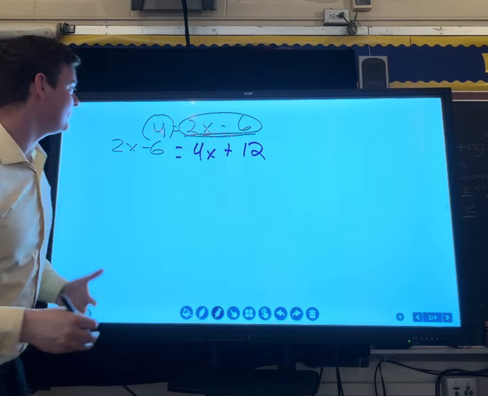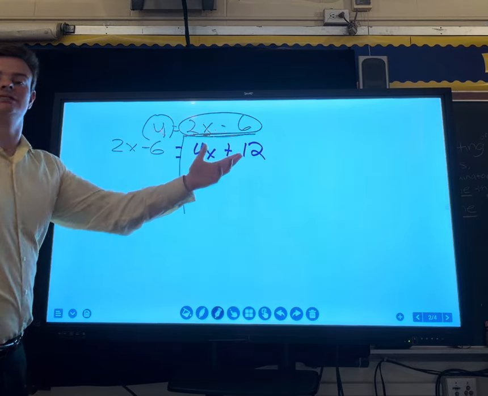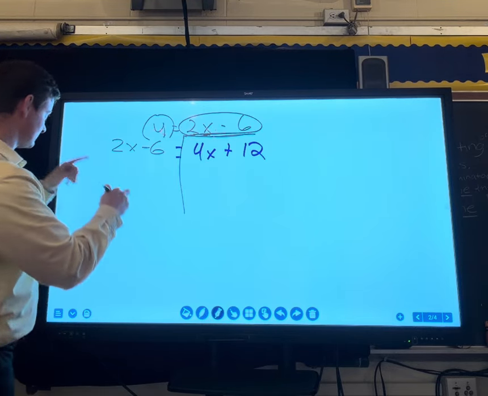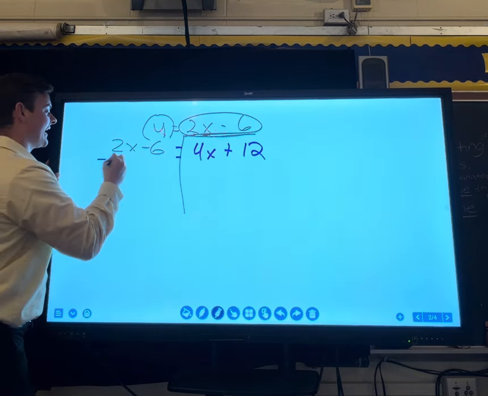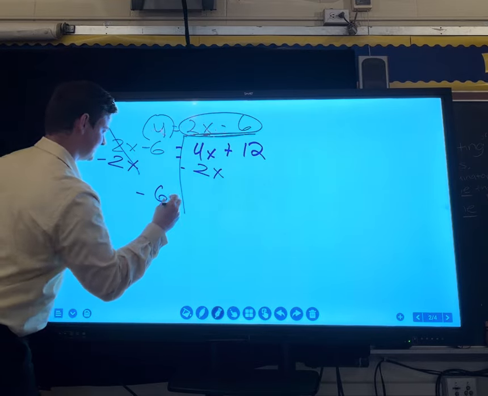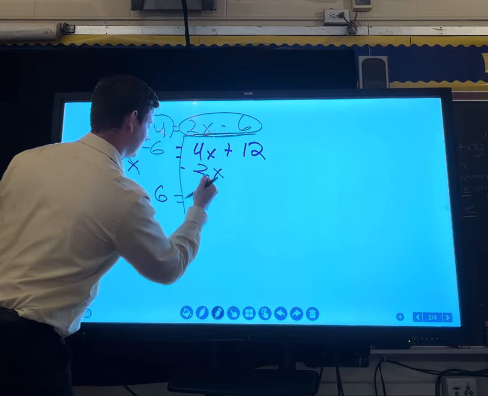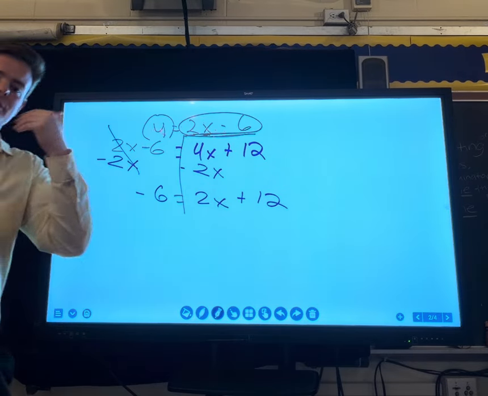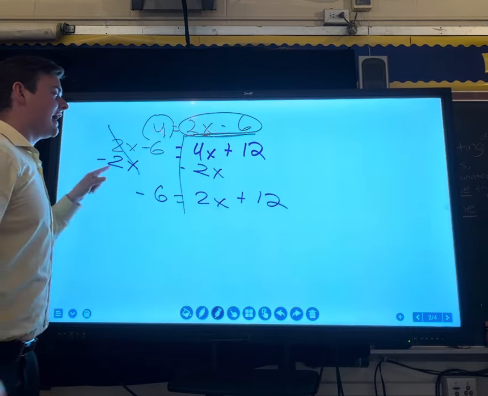And why is that helpful? Well, now I have an equation with just x's. How do I solve this equation with just x's? I got to move things around. I have a 2x here. I got to subtract 2x, subtract 2x. I'm left with negative 6 equals 2x plus 12. I moved that 2x over by subtracting 2x.